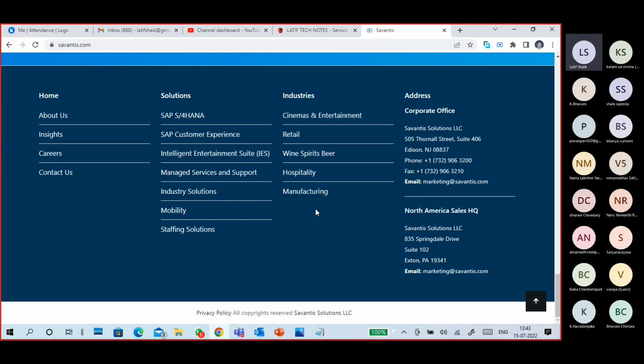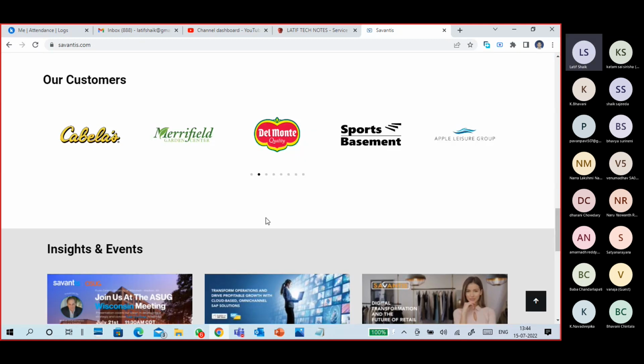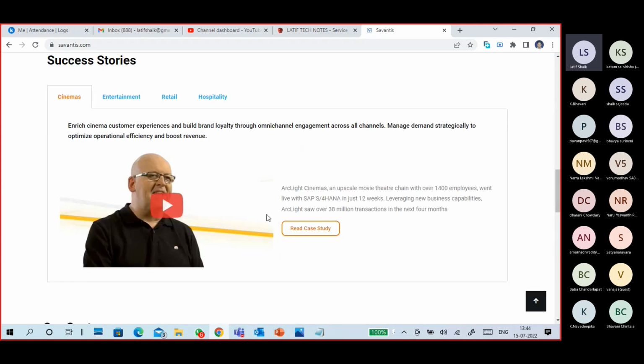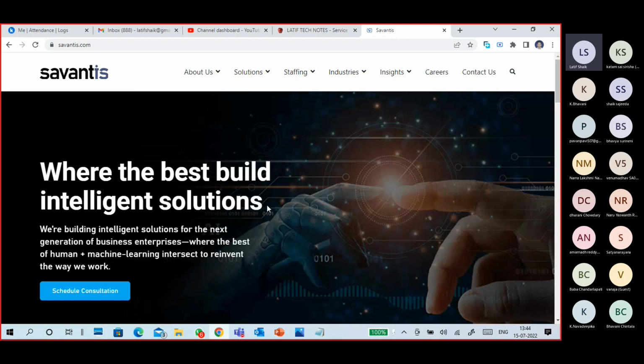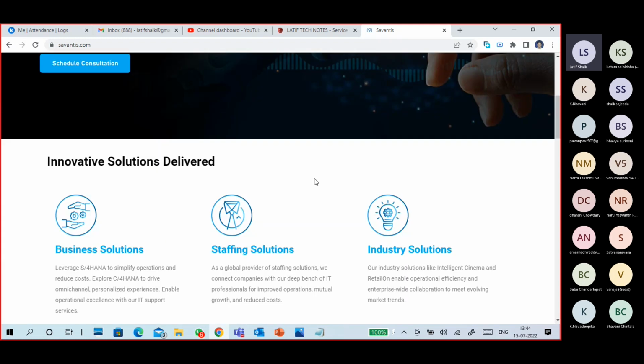A new one: wine, spirit, beer. I never saw that earlier. So that's a new one. Hospitality and manufacturing industry support is there. Also different types of solutions like mobility, staffing solutions, industry solutions, managed services and support, ITIL support, intelligent entertainment suites, SAP customer experience, SAP HANA. It's about us, insights, careers and all. So what type of services we are providing, what type of solutions, what type of customers we have, and who our customers are.